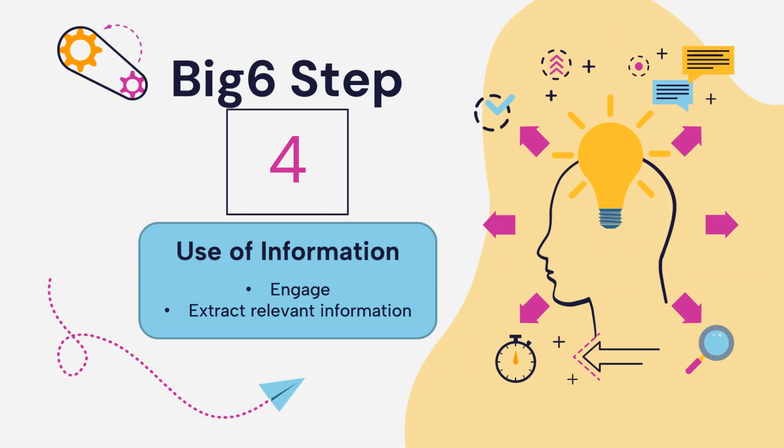In step 4, use of information, you will read through the resources you find. Be sure to think about the question that you are wanting to answer and write down information that could be useful in answering it. When you find information that does not help answer your question, it is unneeded for this assignment and doesn't need to be written down in your notes.